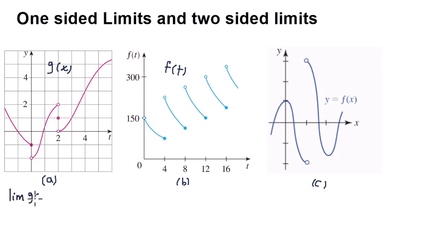So we have the limit of g of x as x approaches 0 from the right. We have 0 here, and when we get closer and closer to 0 from the right, we get closer and closer to -2 from above. So we have -2.